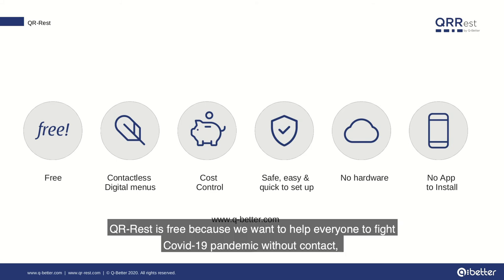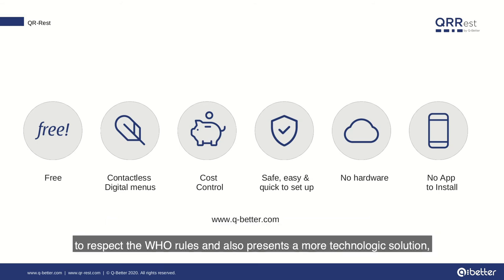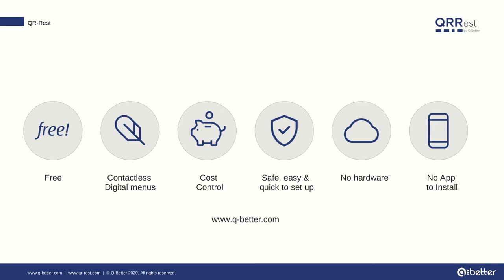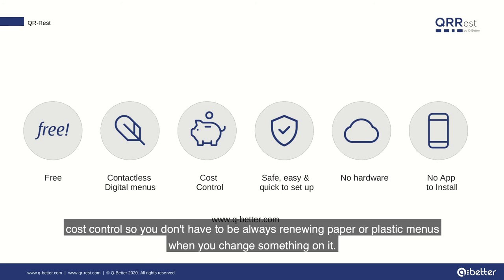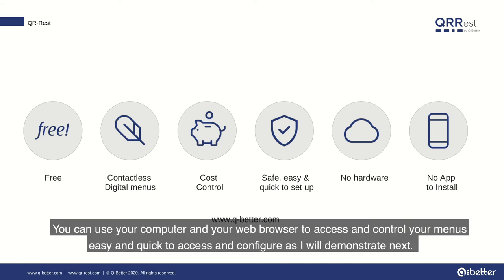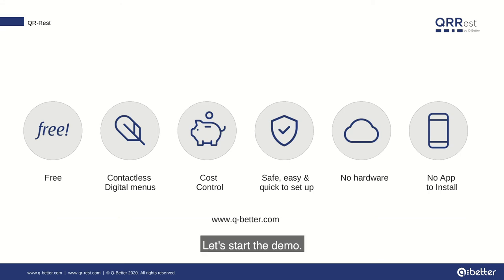QR REST is free because we want to help everyone to fight the COVID-19 pandemic without contact, to respect the WHO rules, and also present a more technological solution. Cost control, so you don't always have to renew paper or plastic menus when you change something on it. You can use your computer and your web browser to access and control your menus. Easy and quick to access and configure, as I will demonstrate next. Let's start the demo.